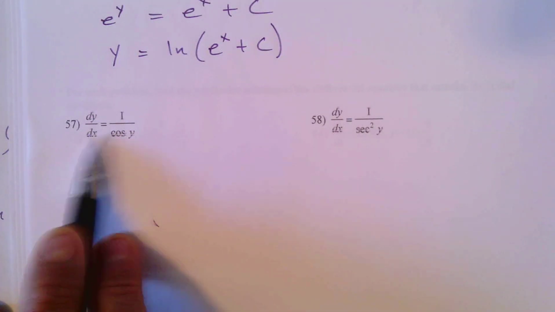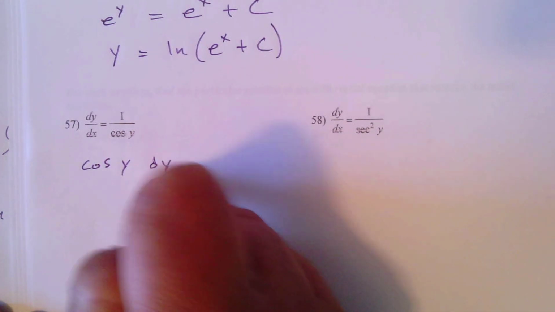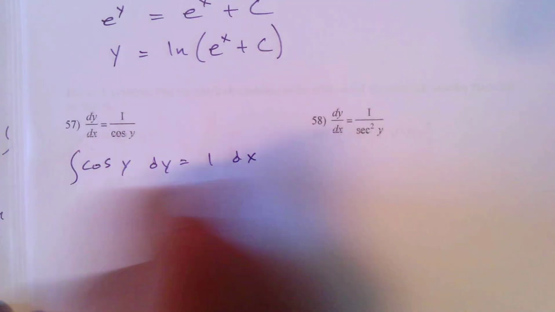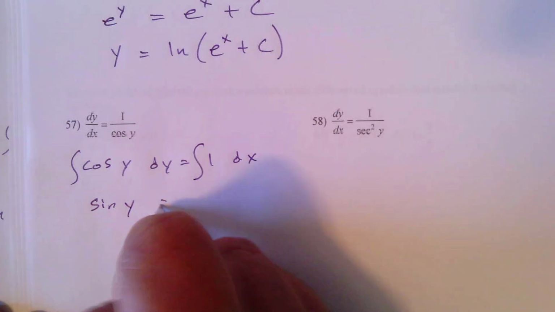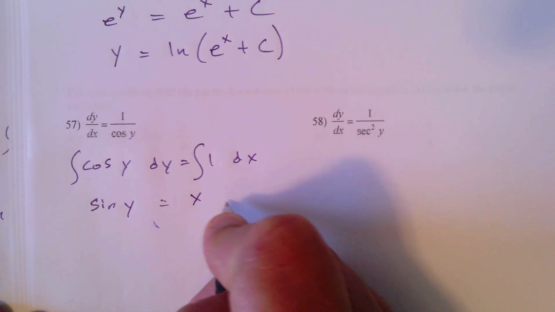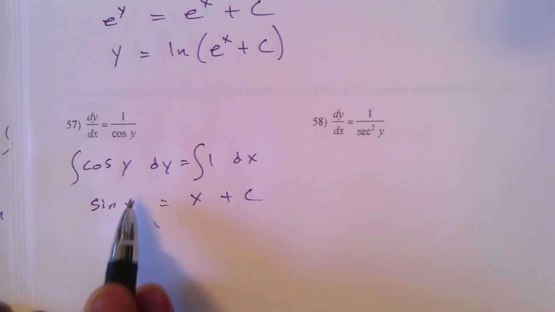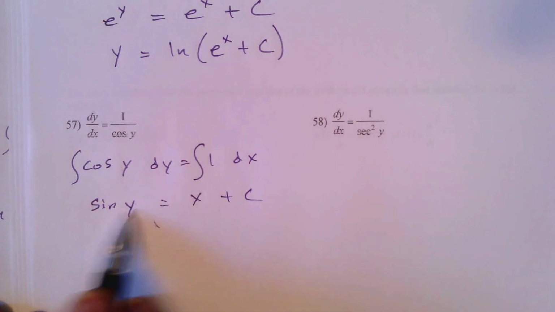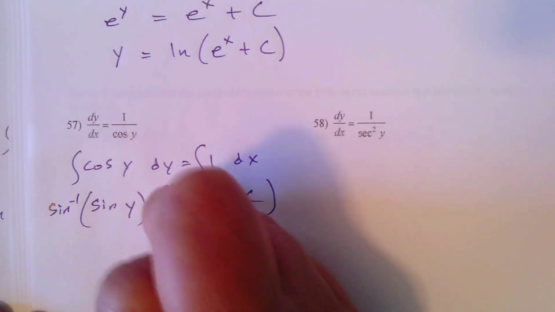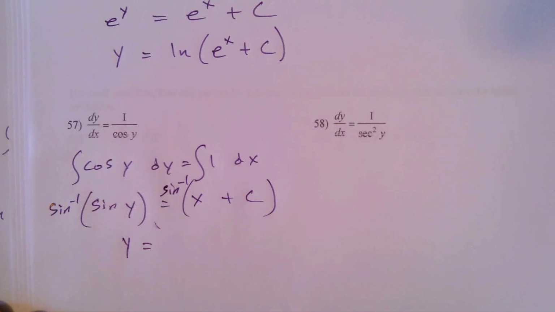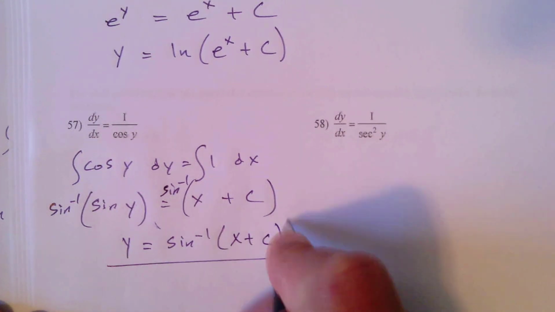57. dy dx is equal to 1 over cosine y. Split up. We've got cosine y dy equals 1 dx. Integrate. The integral of cosine is sine of y. The integral of 1 is just x plus c. And now we want to get the y here by itself, but it's inside of a sine. So how do we do that? What is the inverse operation of sine? It's going to be inverse sine. So we're going to take the inverse sine of both sides here. That's going to give us y on the left and inverse sine of x plus c on the right.